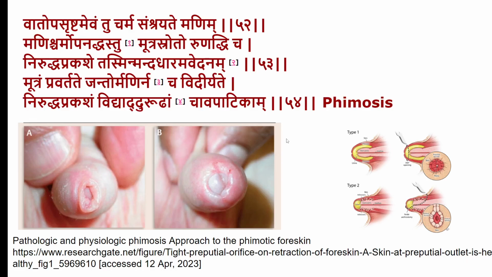Parivartika, Niruddha Prakasha and Avapatika. These are the three conditions related to the genital area. Parivartika is where the skin becomes retracted and remains bulged. Whereas Niruddha Prakasha is when it cannot be retracted, it becomes tight, rigid as such. This is also called phimosis. Avapatika is where the skin gets cracked.